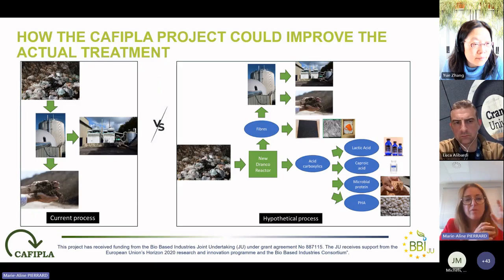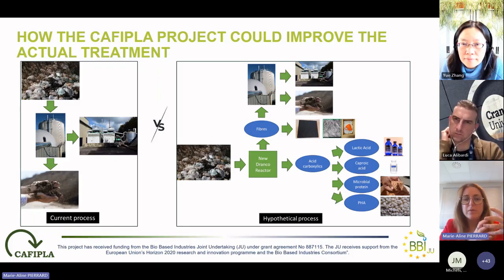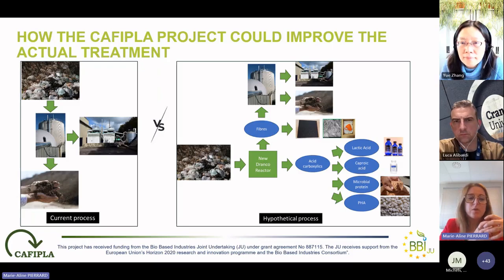The idea was to come from a current process where you just have the waste inside a fermentator. You have your electricity and your heat because you are interested in that. And then the residue that has no time to be digested goes with green waste, and you make a compost as a fertilizer. And then you go to another process that provides you way more final product potential. So we were thinking that based on what you need, depending on where your plant is located, you would target either lactic acid or caproic acid or microbial protein or PHA.